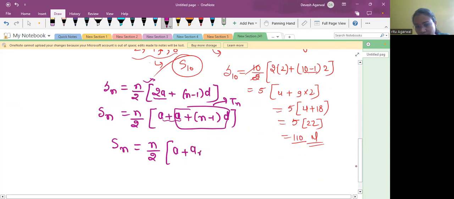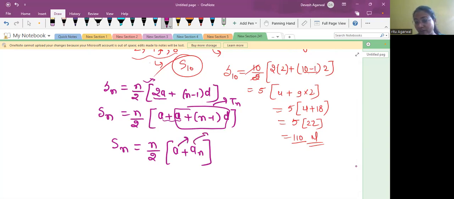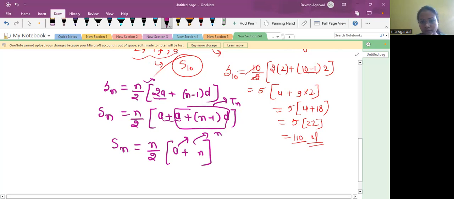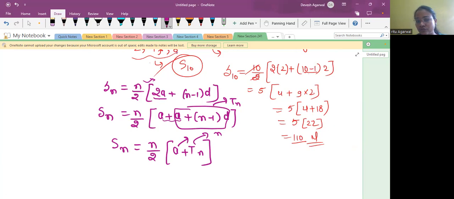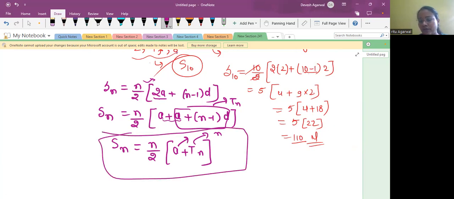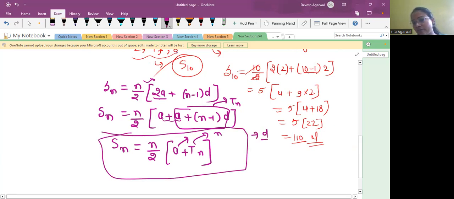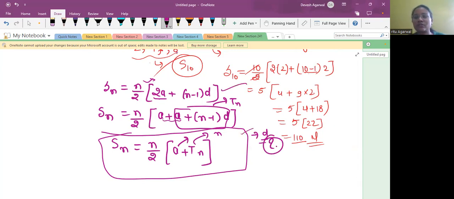So we get another formula: n by 2 bracket a plus an. In that case, we didn't have the value of d. We have the first term and we have the nth term. In that case also we can find the sum of n terms, even if we don't have d. So these two formulas we can use to find the sum of n terms.